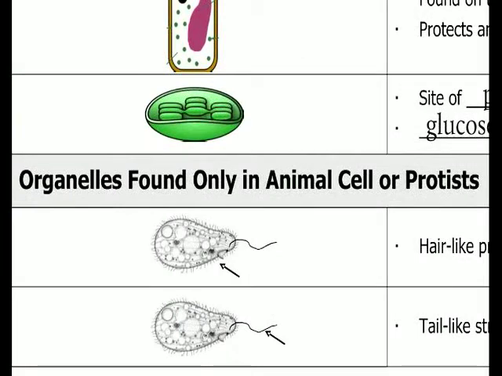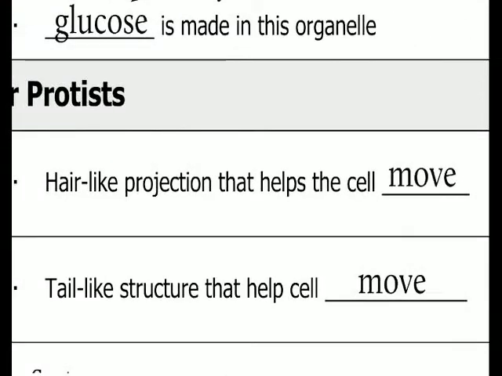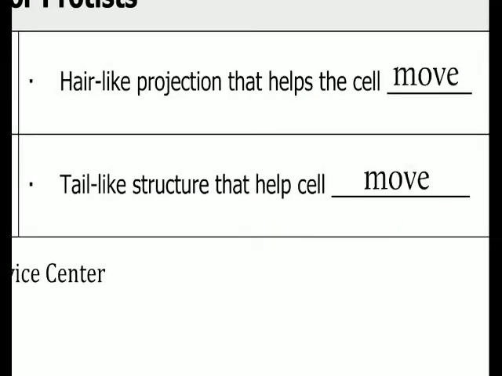And then there are two organelles that are only found in animal cells, and these are for movement because most of the time animals need to be able to move. The first one is cilia, and cilia look like little hairs on the outside of a cell. We say that it's hair-like projections that help the cell move. And very similar to that, we have the flagellum. The flagellum is like the cilia, but it's a tail. It's a tail-like structure that helps the cell move, so it's generally longer than the cilia.